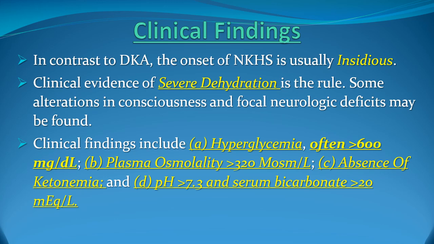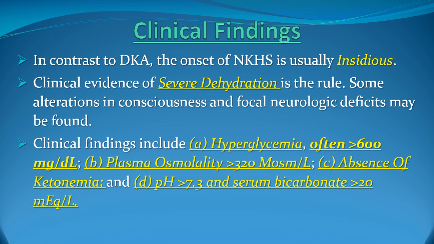So the clinical features of hyperosmolar non-ketotic syndrome, in contrast to diabetic ketoacidosis: usually the onset is insidious, in contrast to DKA, in which the onset is actually explosive. And the hallmark of hyperosmolar non-ketotic syndrome is severe dehydration. And the diagnostic criteria, number one, hyperglycemia. Pay attention here that the glucose level is markedly elevated, usually exceeding 600 milligrams per deciliter. And because of the severe hyperglycemia, the plasma osmolarity is so much elevated, in excess of 320 milliosmoles. And because of the partial presence of insulin, it prevents the formation of ketone bodies.